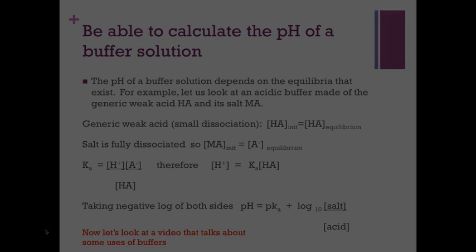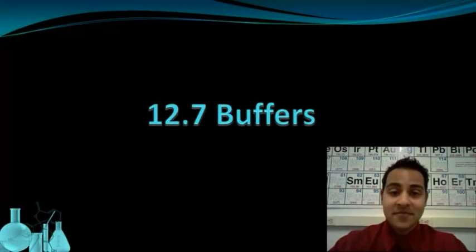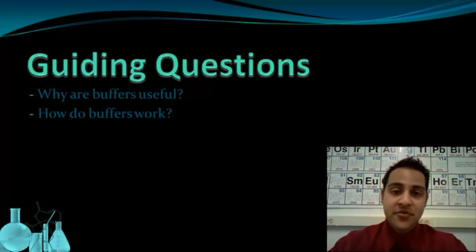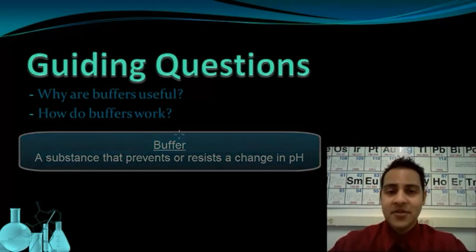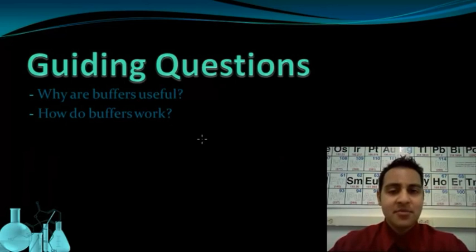Welcome to buffers. The term buffer generally refers to something that lessens or absorbs the impact of something else. In chemistry, though, and in biology, buffers have a more specific meaning. They refer to a substance that prevents or resists a change in pH. Why is that necessary, though? Why would we want a substance that prevents or resists a change in pH?